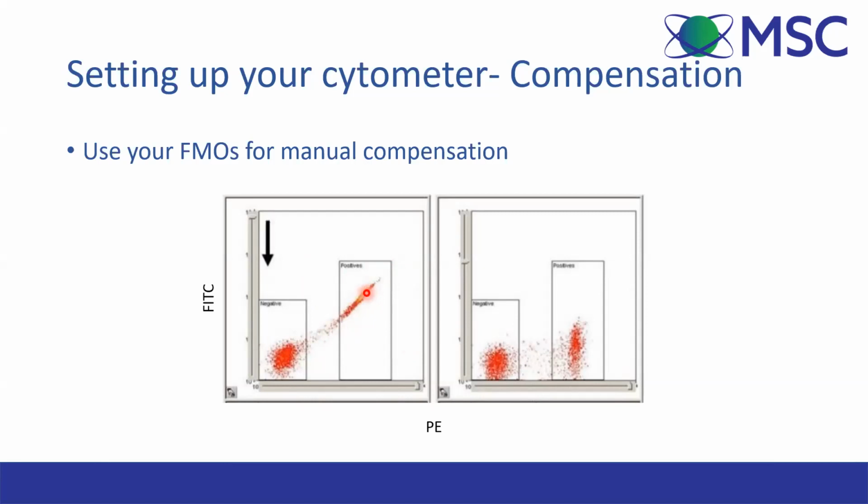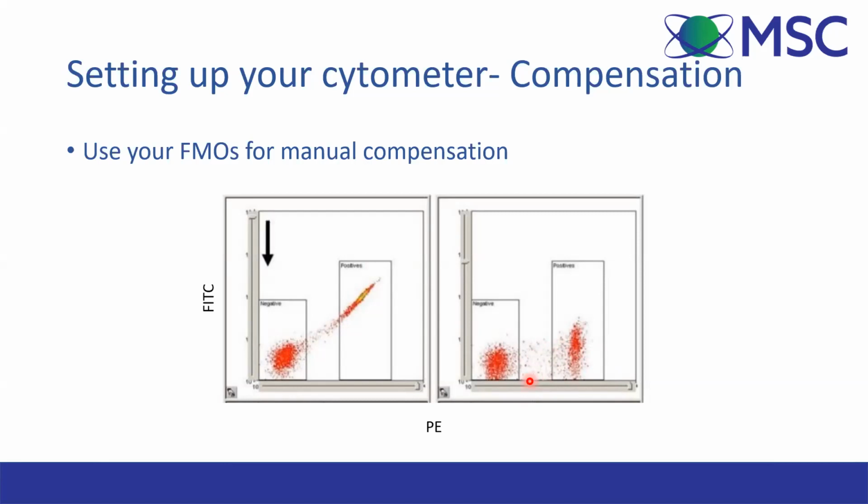In your software, there'll be a place where you can adjust the compensation between channels. In this case, you need to adjust the FITC-PE compensation until the PE positive population has the same FITC fluorescence as the PE negative population, which we can see here in this compensated data on the right.